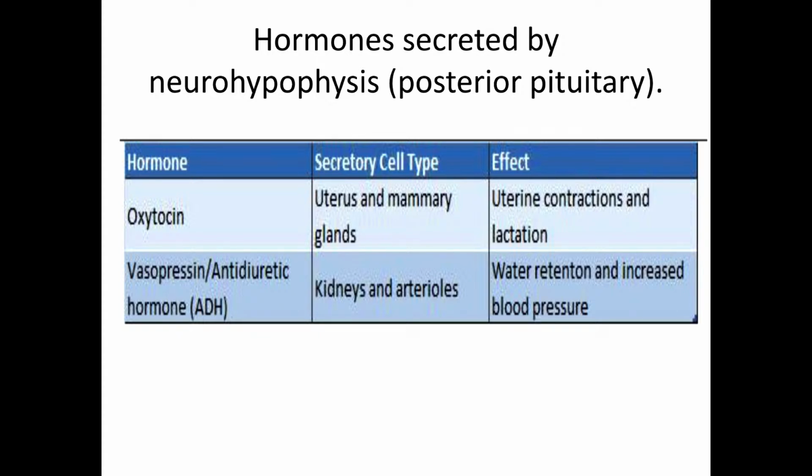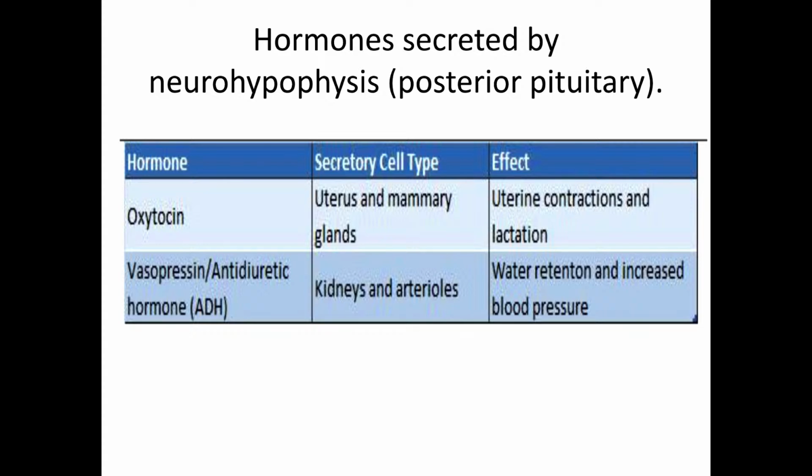They are created in the hypothalamus, in the supraoptic and paraventricular nuclei, and we have oxytocin and vasopressin. Vasopressin is the same as ADH, antidiuretic hormone. And regarding the antidiuretic hormone, if you remember, we talked about diabetes insipidus. We will explain diabetes insipidus also in physiology.